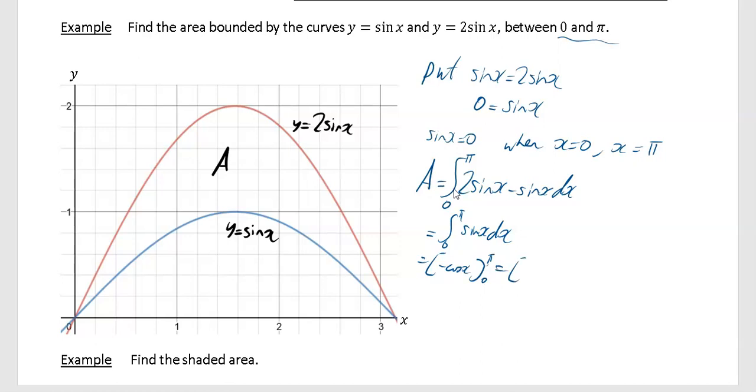So we'll just work across. That's going to be minus cos of pi minus minus cos of 0. So cos of pi is minus 1, so minus cos of pi is positive 1, and then minus minus 1, which works out to be 2 units squared.